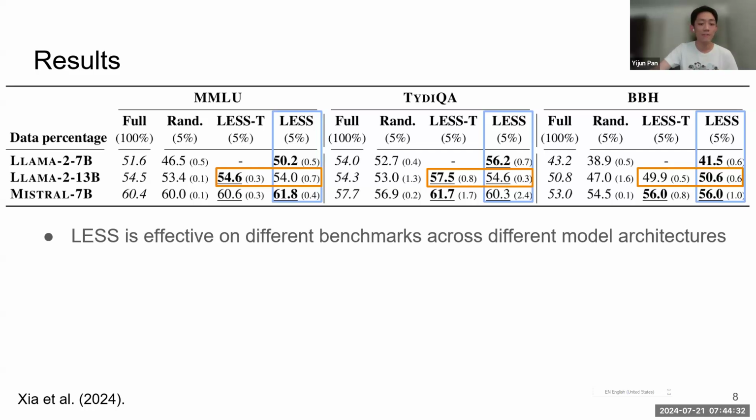And also here we have in the orange boxes, the LESS-T version, which stands for transferable, in which the data is selected using a smaller model, which is the Llama 2 7 billion model. And these data are later used for larger models like Llama 2 13 billion or models of different architectures. And we can see here the data selected usually have universal effectiveness, which means that the results are transferable.